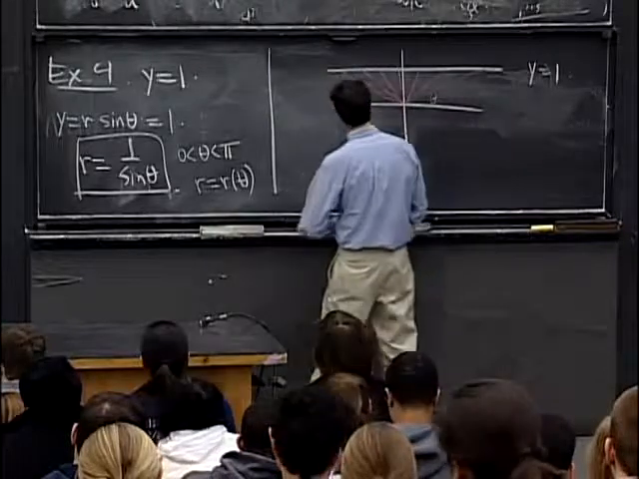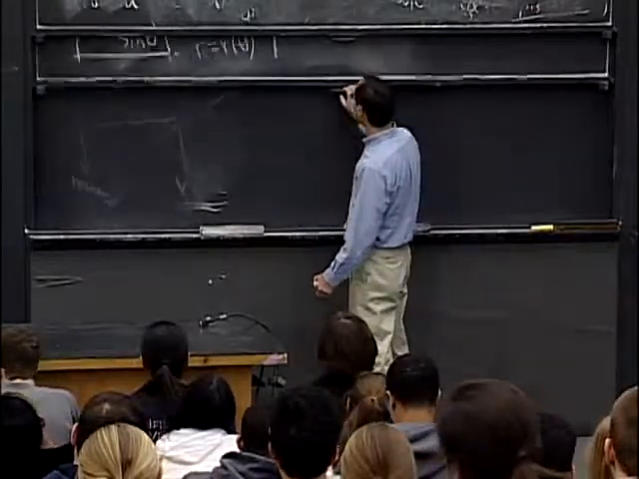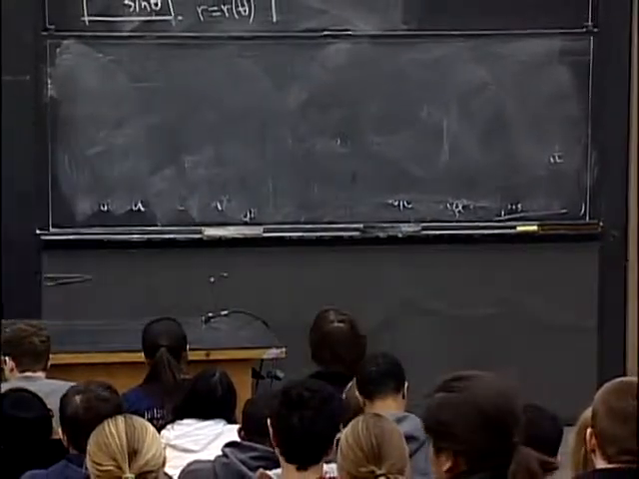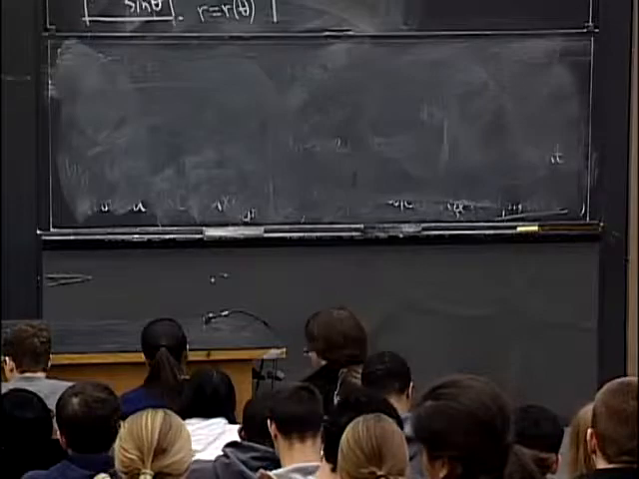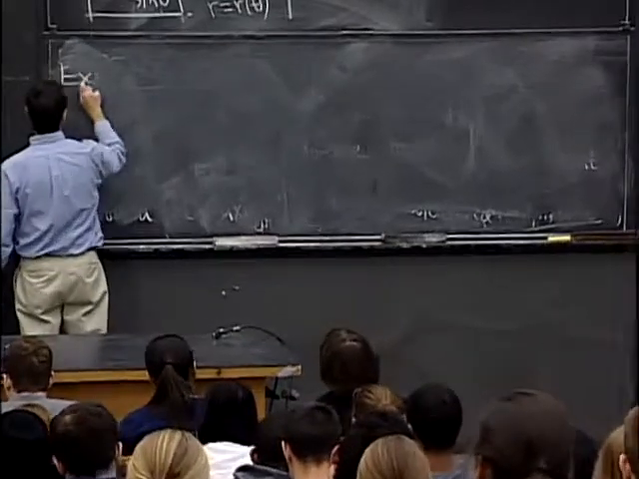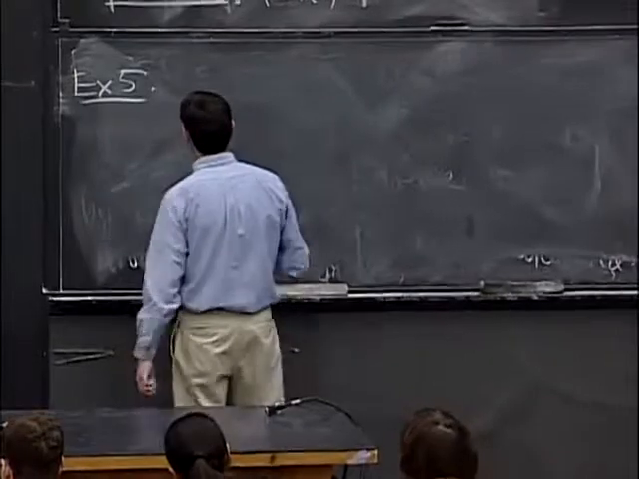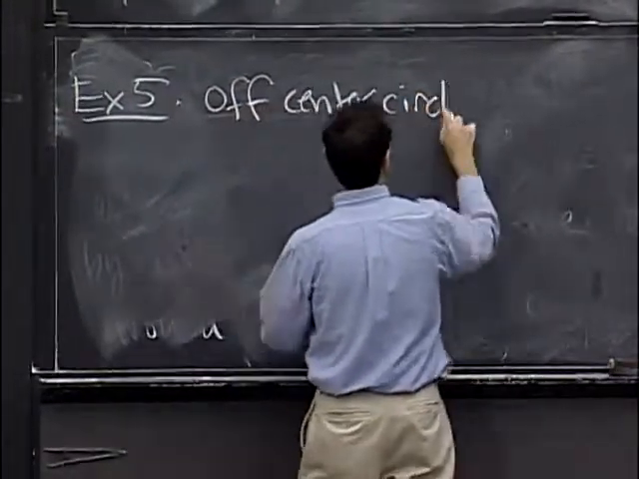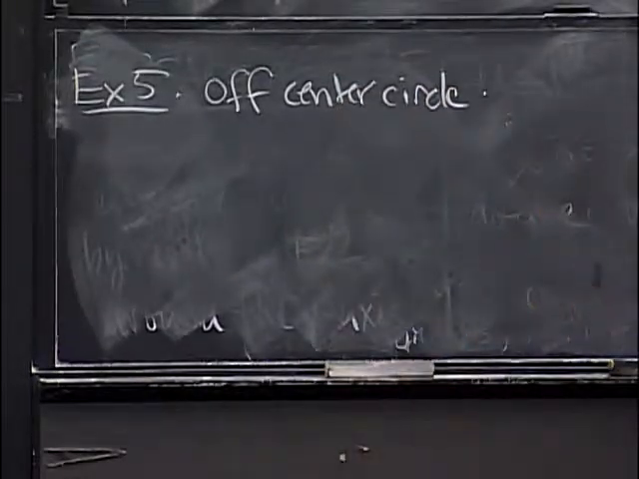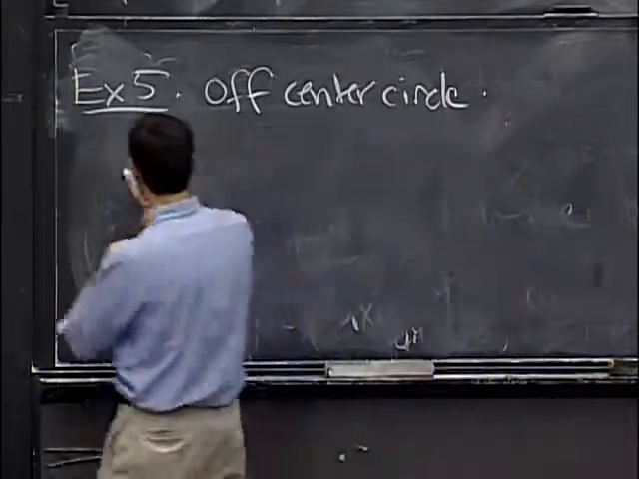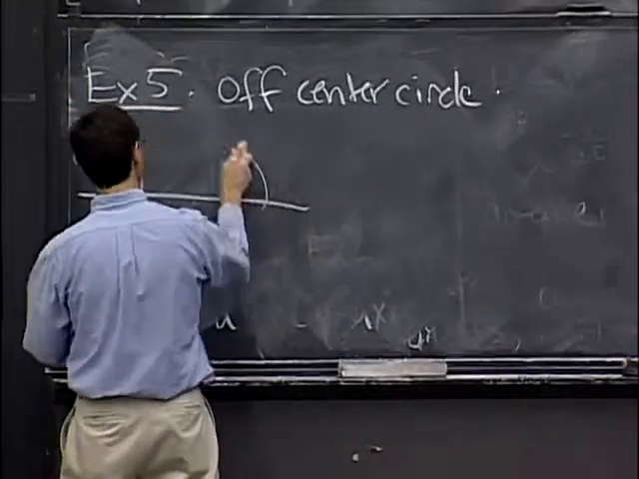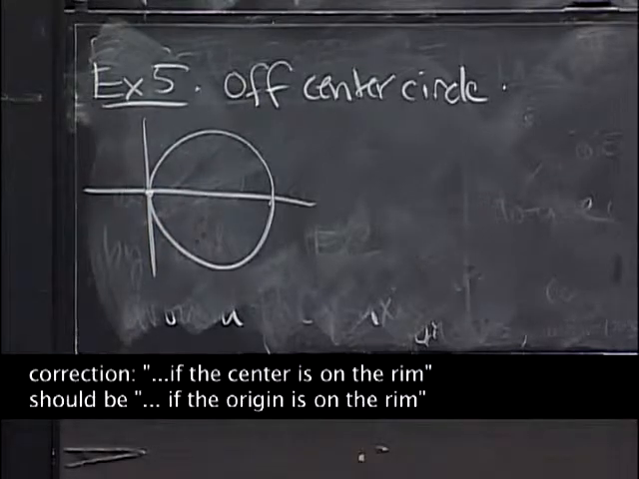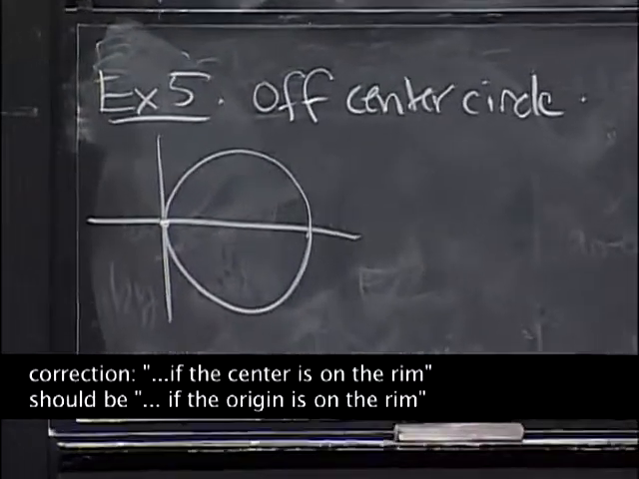All right. So now let me give you a slightly more complicated example of the same type, where we use a shortcut. This is a standard example, and it comes up a lot. And so this is an off-center circle. A circle is really easy to describe, but not necessarily if the center is on the rim of the circle. All right, so that's a different problem.